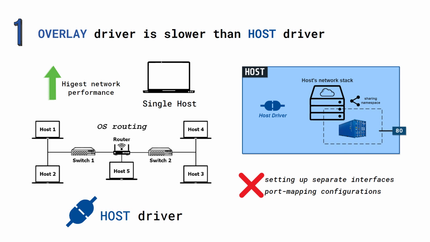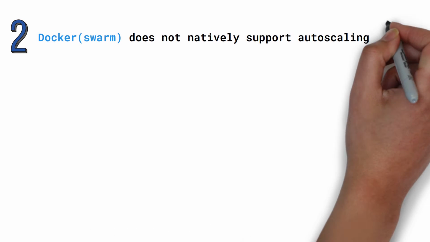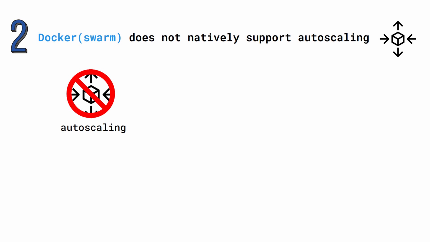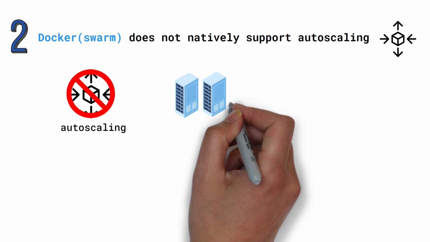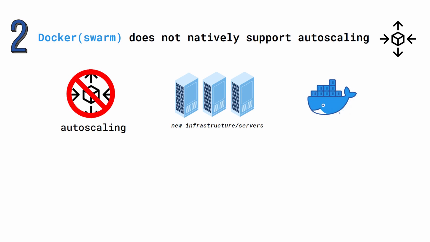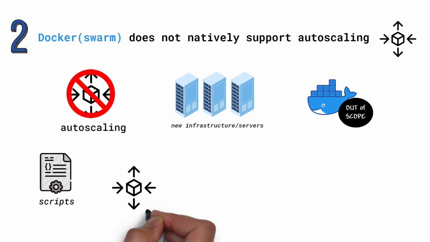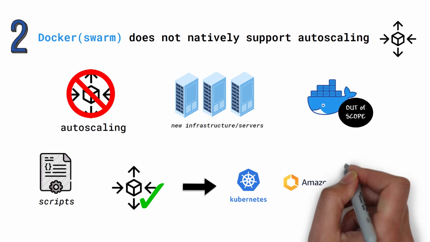Another limitation of Docker Swarm is that it does not natively support auto-scaling. Now, auto-scaling is not supported out of the box, as you need to provision new infrastructure or servers, which is out of the scope of Docker. There are third-party tools or scripts that can help, but if you are really serious about auto-scaling, you should consider something like Kubernetes or AWS ECS.